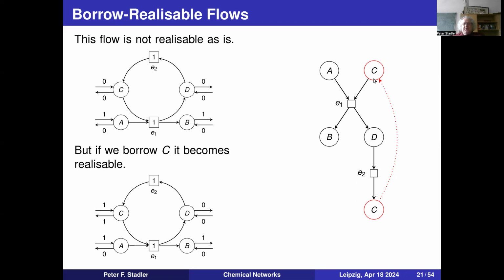But if you don't have a C in the beginning, then the first reaction cannot fire, and then you will not get the output B. However, if you get to borrow one copy of C, then you can run the reaction, and eventually it will recreate somewhere downstream this borrowed reactant C. Again, this is surprisingly difficult to find out, whether this is always possible.